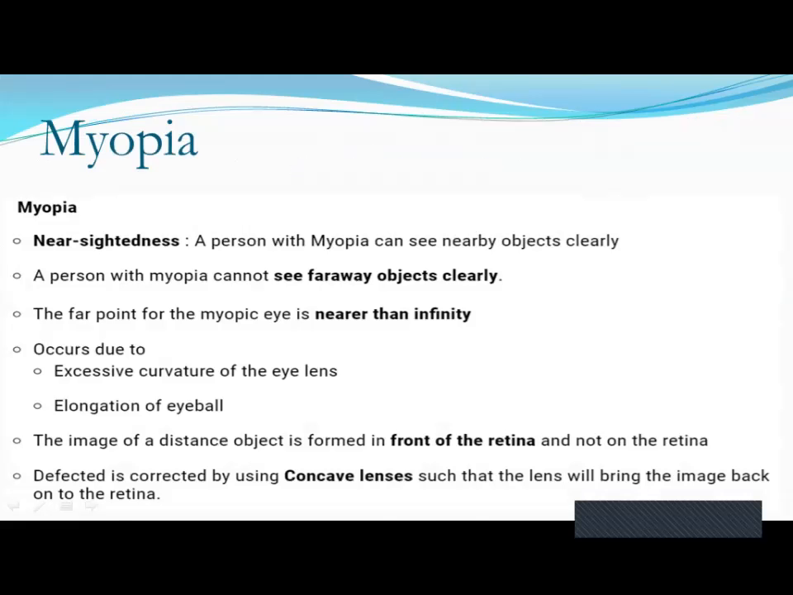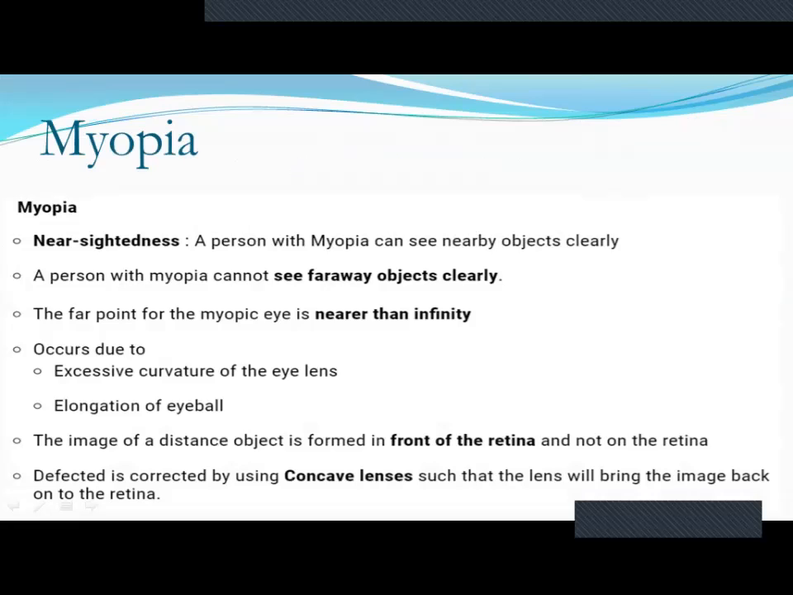Okay, we have seen what the problem is in myopia, and these two causes are very important. It occurs due to excessive curvature of the eye lens. That means the curvature will be high, and elongation of the eyeball. The eyeball becomes big. Okay, those are the two important points.